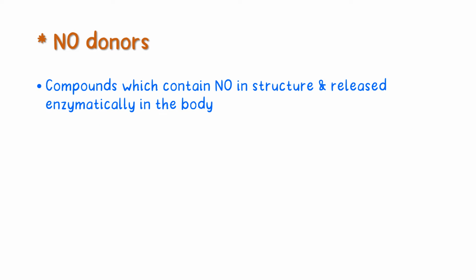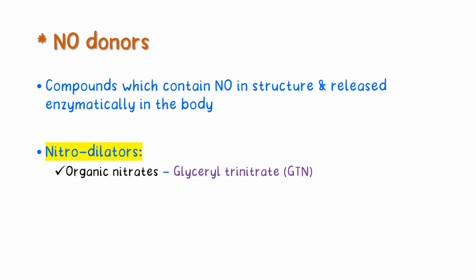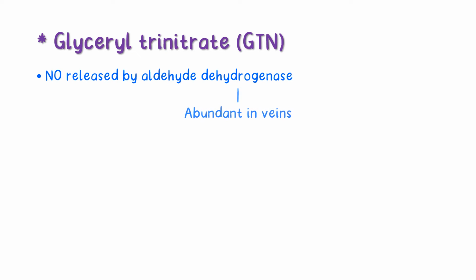Nitric oxide donors. These are the compounds which contain nitric oxide in their chemical structure, and this nitric oxide is released enzymatically in the body. The examples of therapeutically useful nitric oxide donors, which are also known as nitrodilators, are organic nitrates like glyceryl trinitrate, organic nitrites like amyl nitrite, and sodium nitroprusside. In case of glyceryl trinitrate, nitric oxide is released by aldehyde dehydrogenase enzyme, which is abundant in veins. Hence, glyceryl trinitrate is mainly a venodilator used as an anti-anginal drug.